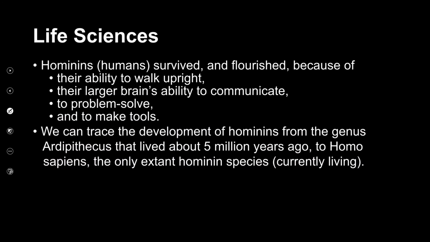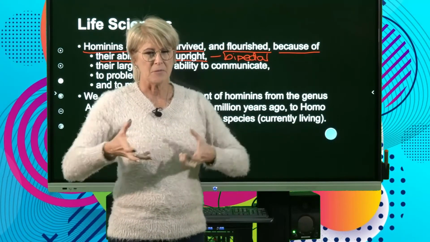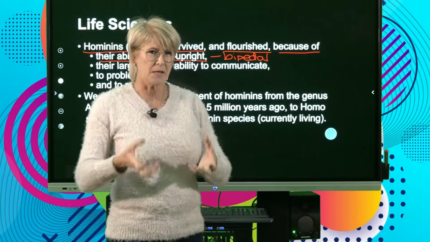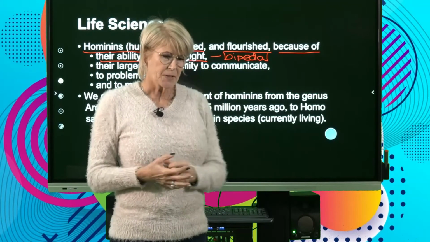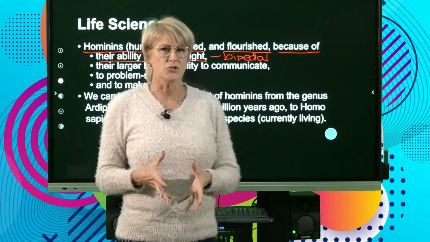All right, so we know that hominins, or humans, survived. They flourished because of different characteristics. The first one is that they were able to walk upright, so they were bipedal. That was one of the reasons that they were able to flourish. Remember when we said one of the advantages of bipedalism was that it freed up their hands, so they were able to manipulate things, handle things, carry things, pick and use. And the other thing is that the type of movement was far more energy efficient.